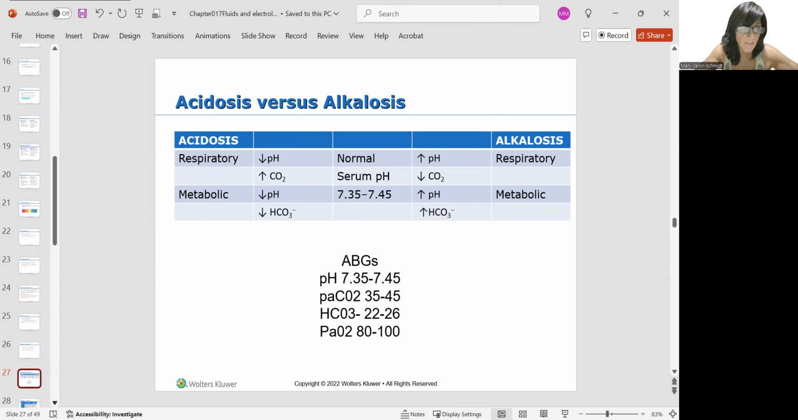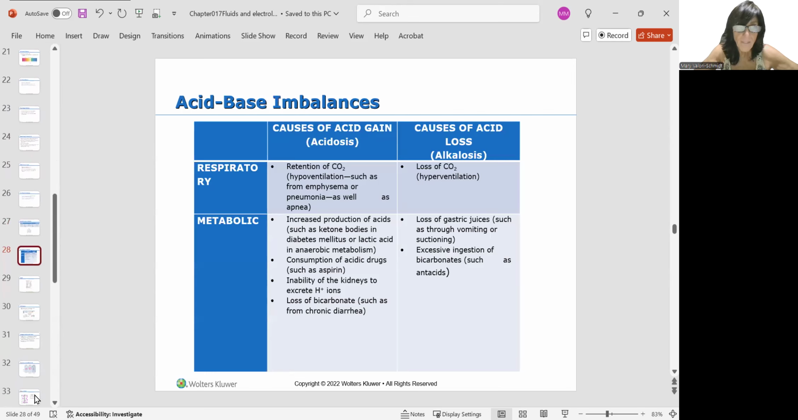Okay, let's move on. Acid-base imbalances. Why do people have problems like this? From a respiratory perspective, people that have emphysema, COPD, pneumonia, multiple sclerosis, Parkinson's disease, where there's a problem with the expansion of the chest, these people wind up dying because they go into respiratory acidosis. They retain CO2.